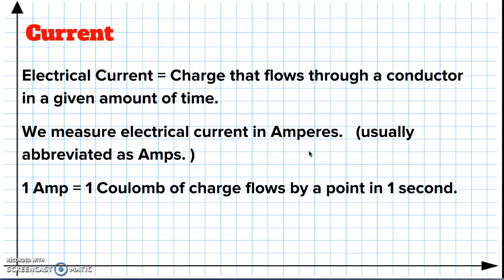So electrical current is the charge that flows through a conductor in a given amount of time. And we're going to measure this in a unit called an ampere. It's usually abbreviated as amps. But 1 amp is what you get when 1 coulomb of charge flows by a point in 1 second. So an amp is a coulomb per second. A coulomb of charge going by in 1 second is 1 ampere. So 20 amps is 20 coulombs of charge in a second.